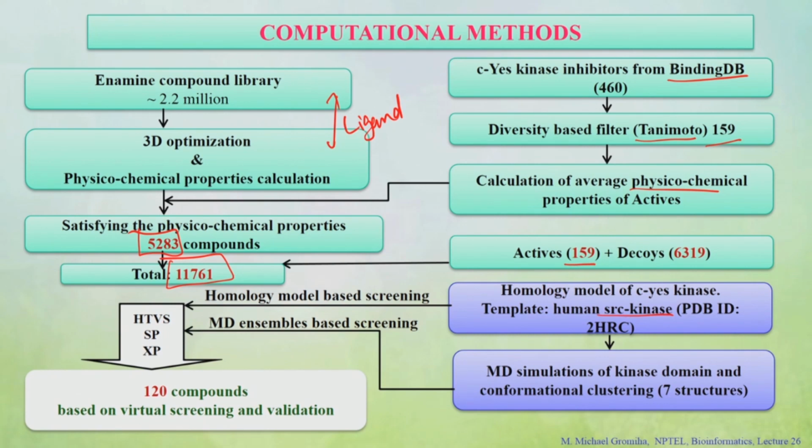So, in this case we can do MD simulations, mainly of this kinase domain, take the different conformations and cluster them, and finally we get some 7 structures. Of these, one is the homology model and one is the SRC kinase, and we take these as the proteins. Then with these ligands and these proteins we can do docking, because we have now significantly reduced the ligands. We can use high throughput virtual screening, standard precision or extra precision. We will do all these screening methods to get the final compounds, say 120 compounds, right.